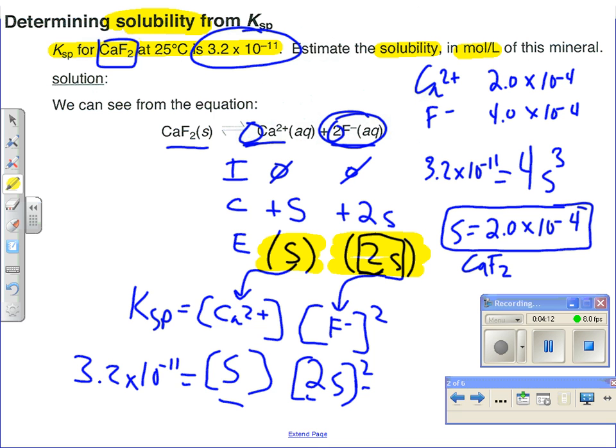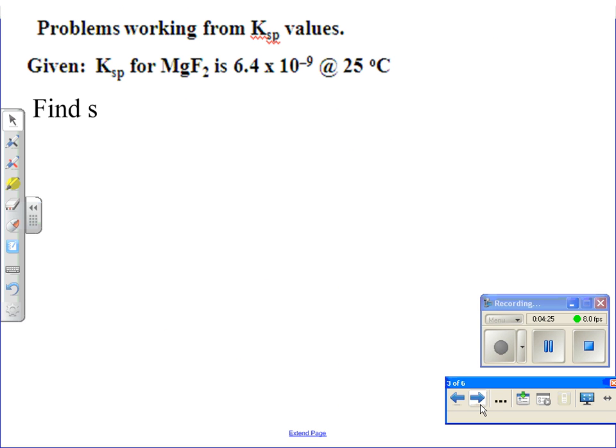So when you go back, pay attention to that. In this case, they just want solubility, so they're just talking about S. So you solve it that way. They could, in the end, ask you about the concentration of Ca, which is the same, or the concentration of F minus.